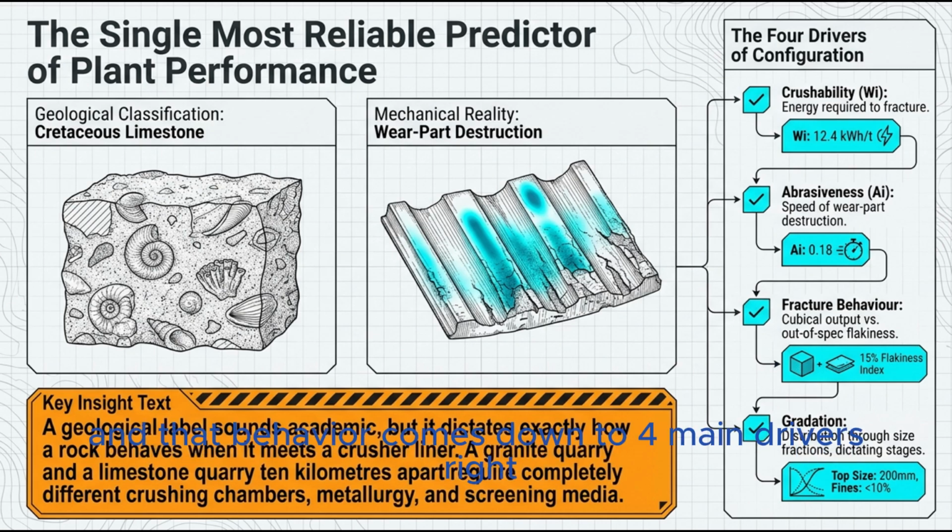And that behavior comes down to four main drivers, right? Spot on. You have crushability, which is the work index, or WI. Then abrasiveness, the AI. And finally, fracture behavior and gradation. Those four metrics are everything.